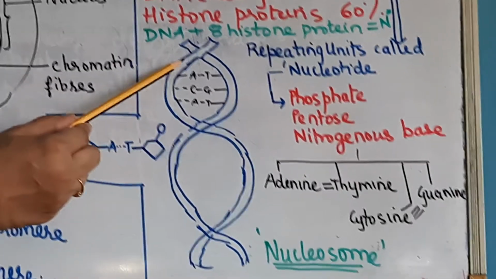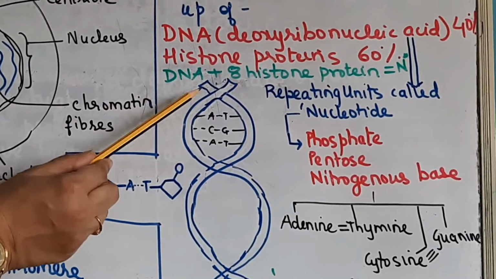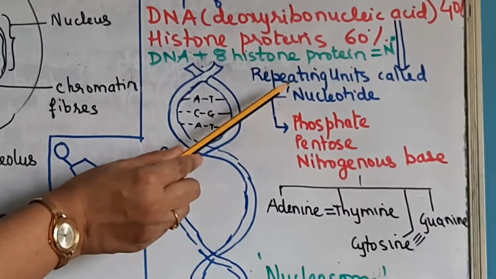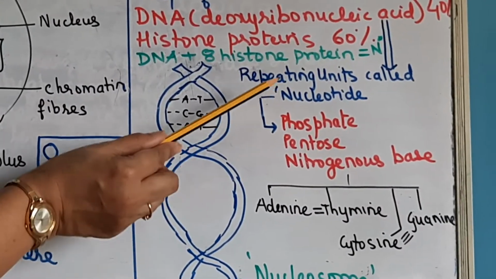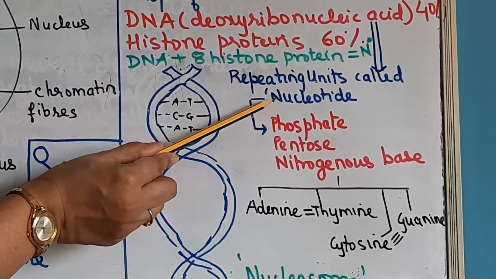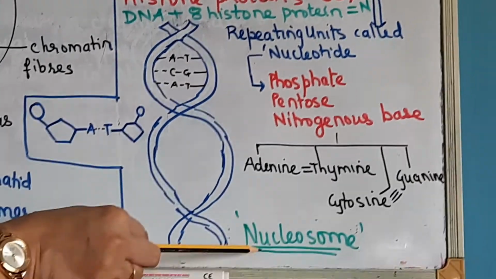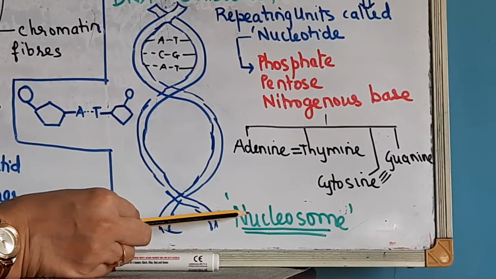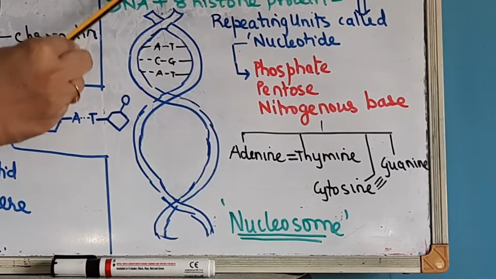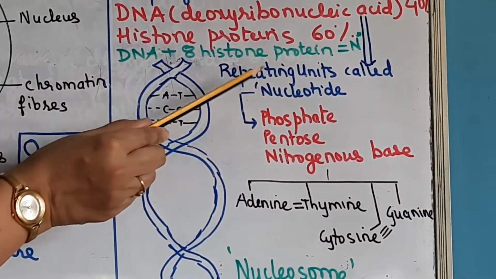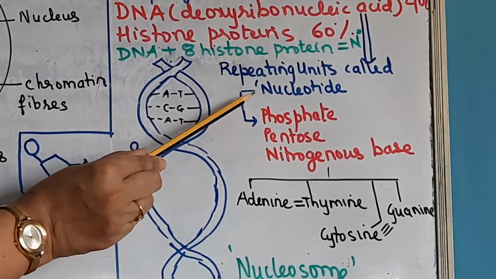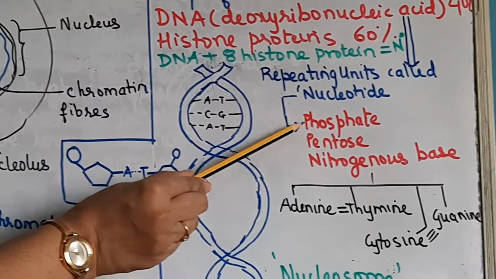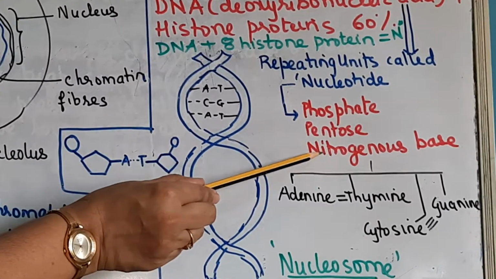The DNA is made up of repeating units which are called the nucleotides. Now a lot of new terms, just try to understand. What was a nucleosome? A nucleosome was one DNA molecule and 8 histone protein molecules. Now the DNA itself is made up of these repeating units called the nucleotides. Each nucleotide is made up of 3 parts: phosphate, pentose sugar and a nitrogenous base.